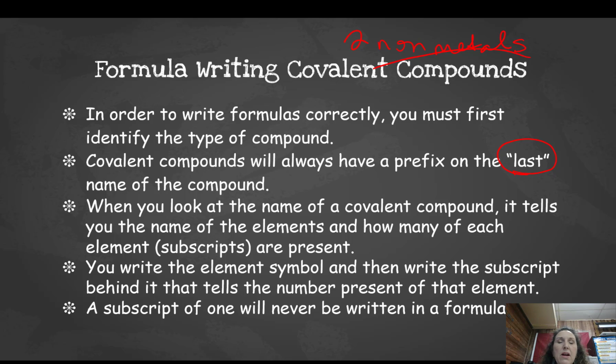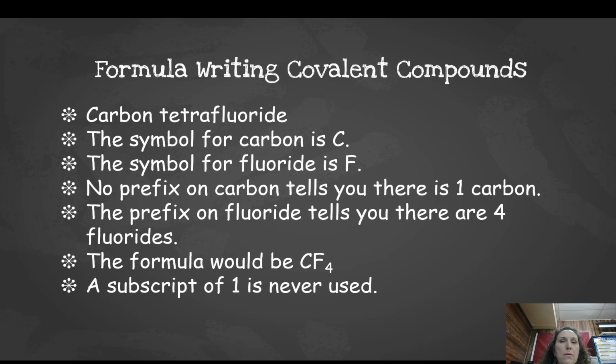All right, so they're actually pretty easy because they are going to tell you exactly what it will be. So carbon tetrafluoride: carbon is C, fluoride is F, which you get from the periodic table. Carbon doesn't have a prefix here, so that assumes there is only 1 carbon, so you leave it alone. Fluorine has tetra in front of it, and we know from previous that tetra means 4. So the formula is CF4, because we never write the subscript of 1.